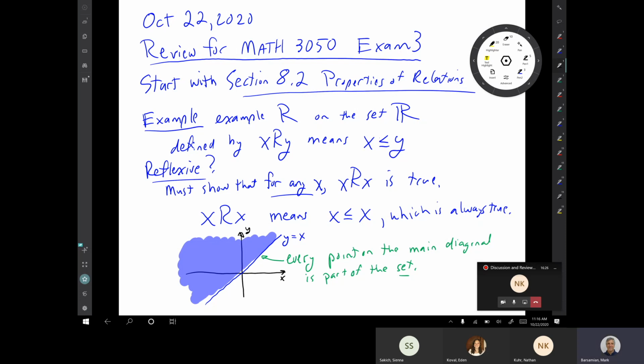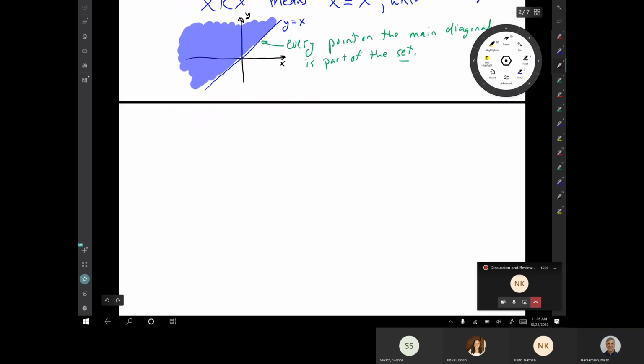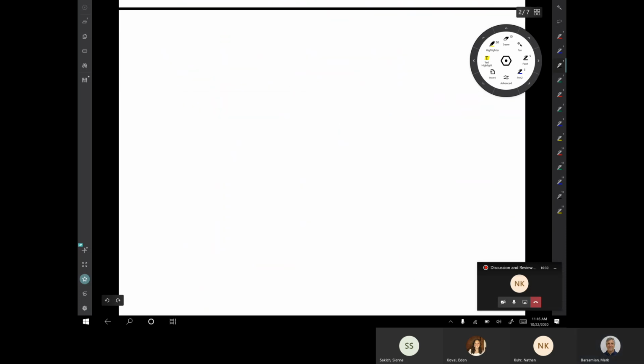I don't have my keyboard. So somebody else remind me, how does this symmetry property go? What's the statement that a relation is symmetric? Well, here, I'll go ahead and jump in on this one.